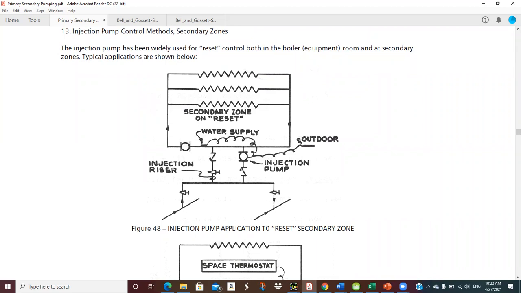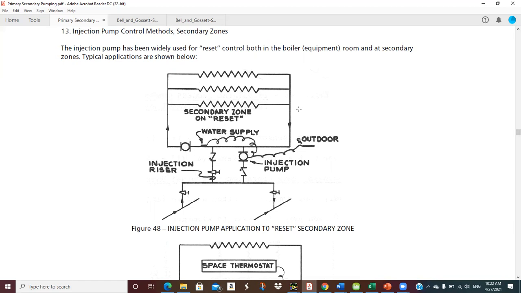So now what we're showing here is we have a controller that has 2 bulbs, 2 sensors. One goes in the outside air and one, it could be a space thermostat. Probably if it's a reset, it's going to be a water supply. So when it's really cold outside, I can run the injection pump more. I can put more heat up here and I can have hotter supply water to my coils. I can have that schedule.